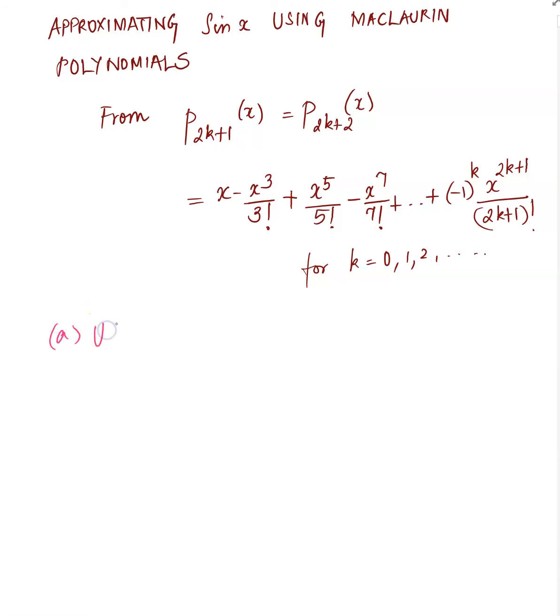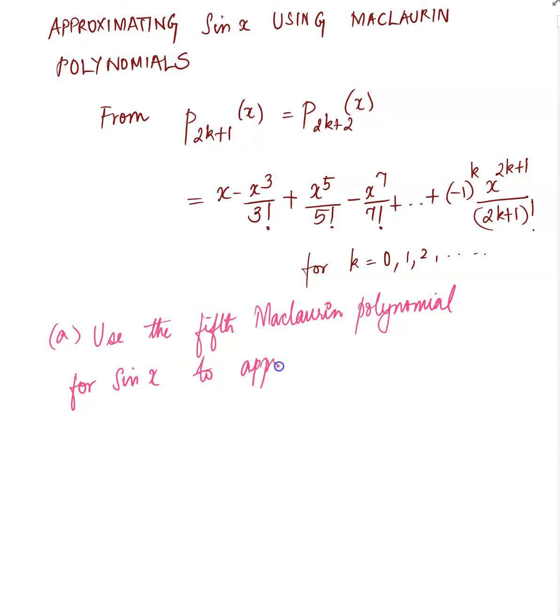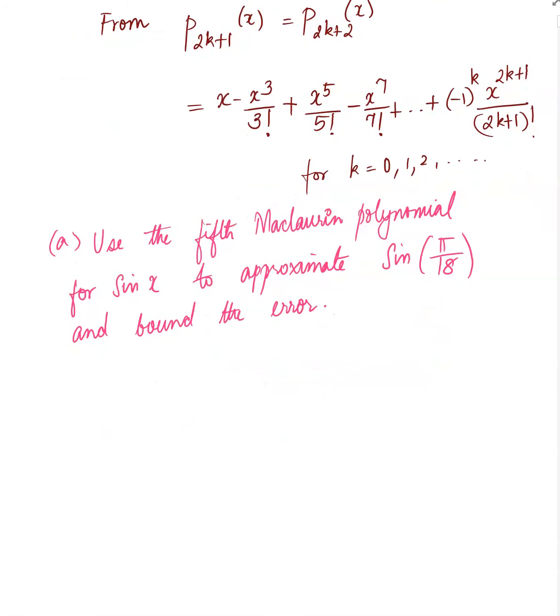Use the fifth Maclaurin polynomial, because this is the Maclaurin polynomial for sine x, to approximate sine pi over 18. And you need to find and bound the error. Remember that we are approximating it, so there will be an error that we need to find the bound for.